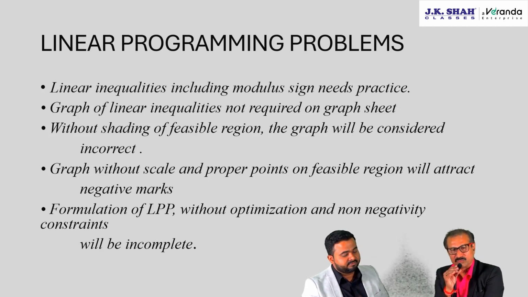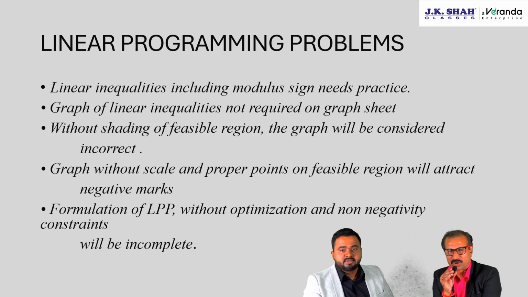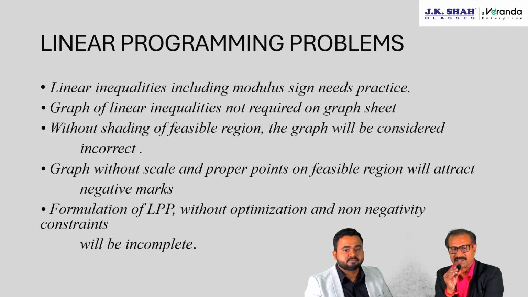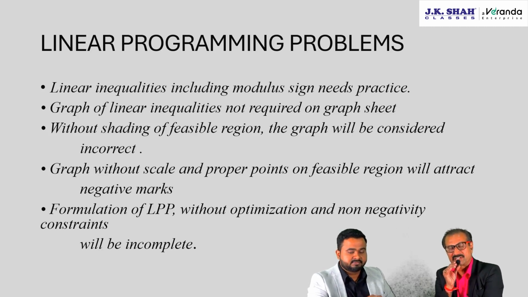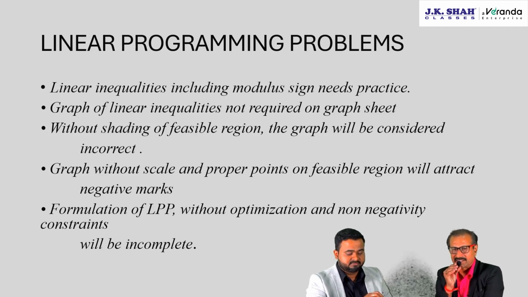Again, one more thing: a graph without scale and proper points on the feasible region will attract negative marks. So you have to write the scale, take the proper points, and show the feasible region or the common region, and shade it properly. Formulation of LPP without optimization or non-negativity constraints will be incomplete. Non-negativity constraint means if it is a word problem, at the end you have to write x is greater than or equal to 0 and y is greater than or equal to 0.